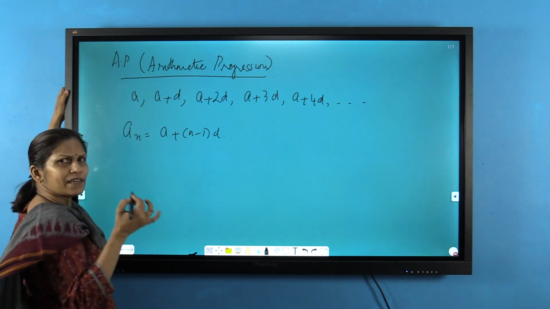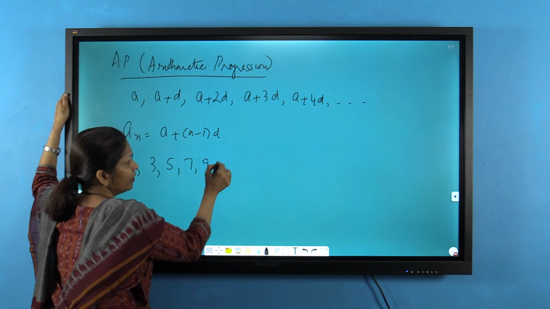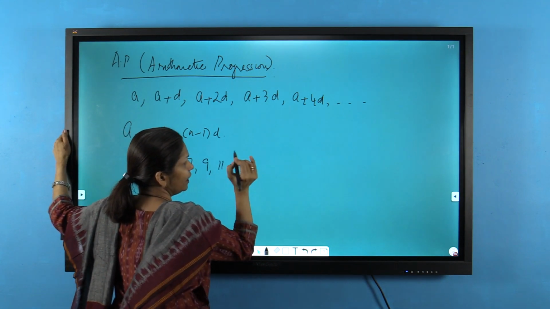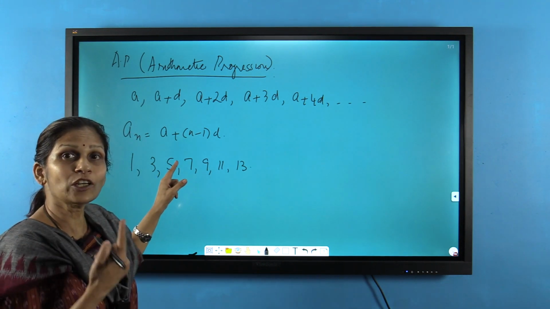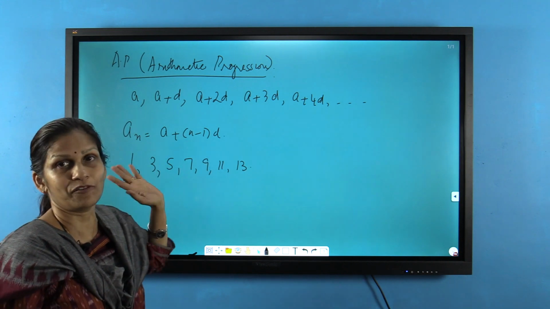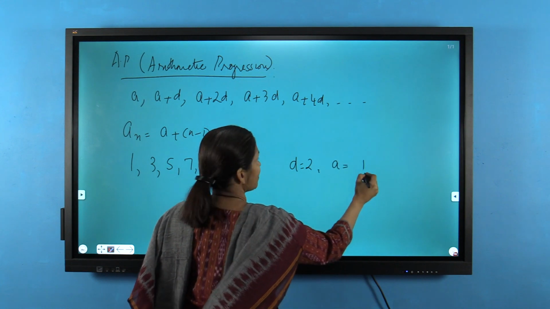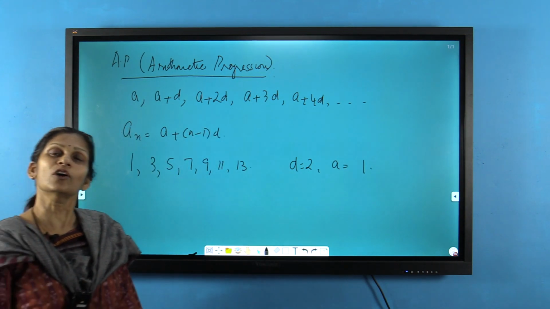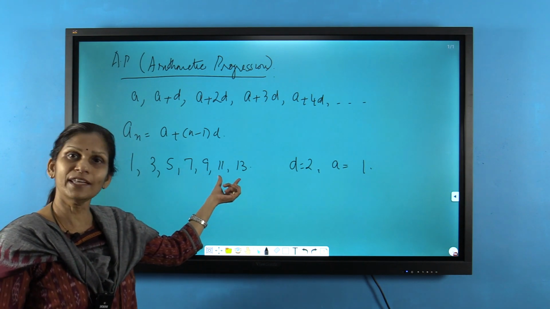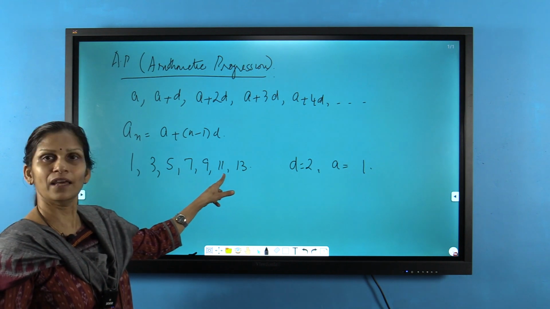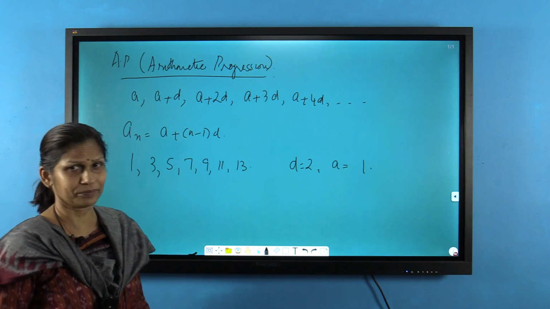I will take a simple one, 1, 3, 5, 7, 9, 11, 13. What am I doing? I am keeping on adding that common term 2 to get the term after that. So, here the common difference is 2 and the first term a is 1. If I subtract any two consecutive numbers, I would get the common difference. 13 minus 11 is 2. 9 minus 7 is also 2, which is the common difference.